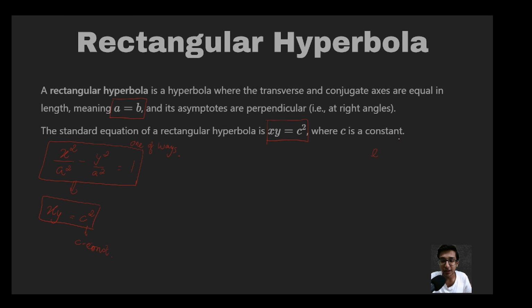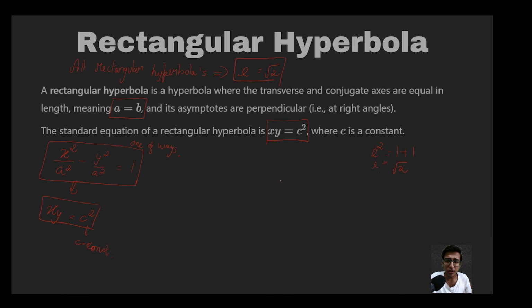Now, let's say you were to find out the eccentricity of this hyperbola, it is very easy for you to find out. You know the formula for finding eccentricity in a hyperbola: e square is equal to 1 plus b square by a square. So here b and a are the same, so they would cancel out each other and make it 1. That means e is equal to root 2. So for all rectangular hyperbolas, their eccentricity is always equal to root 2.